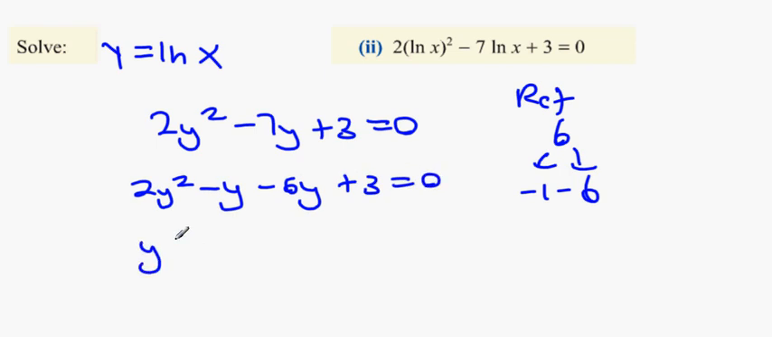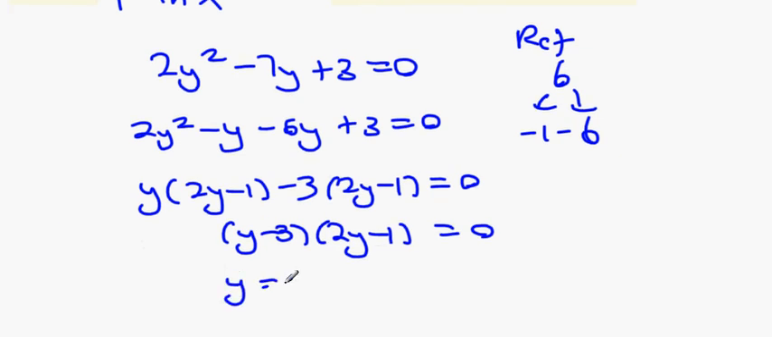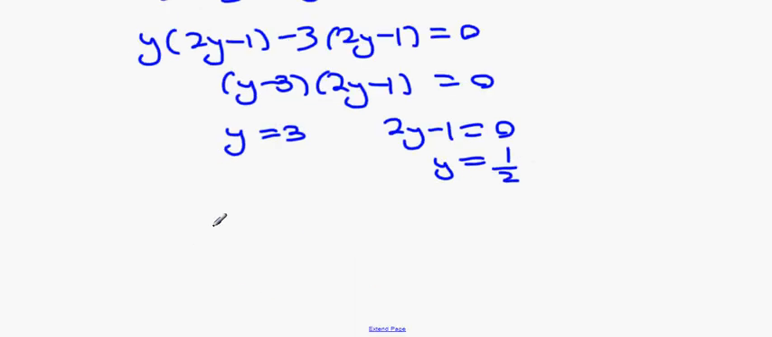We're going to get 2y squared minus y minus 6y plus 3 equals 0. Factorize out, we're going to get y into 2y minus 1, and we're going to get minus 3 into 2y minus 1 equals 0. And what we're going to get is y equals 3, and 2y minus 1 equals 0, y equals a half. Okay, now this is solve an x equation. We got an answer for y, not for x. And y means ln x. ln x equals 3, ln x equals a half.